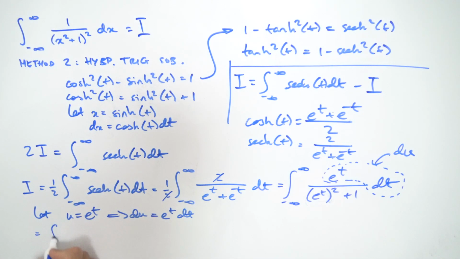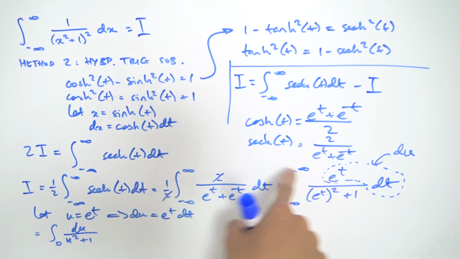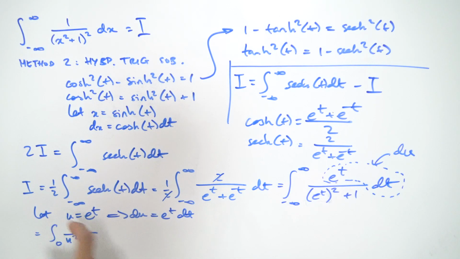We get the integral from, well, let's worry about the bounds later on. We're going to get du divided by, now e^t is u, but we're squaring that, so u squared plus 1. And as for the bounds, we just plug these bounds for t in. As t approaches minus infinity, u is just going to approach 0. And as t approaches positive infinity, u is going to also approach positive infinity. So we have the integral from 0 to infinity of du divided by u squared plus 1.